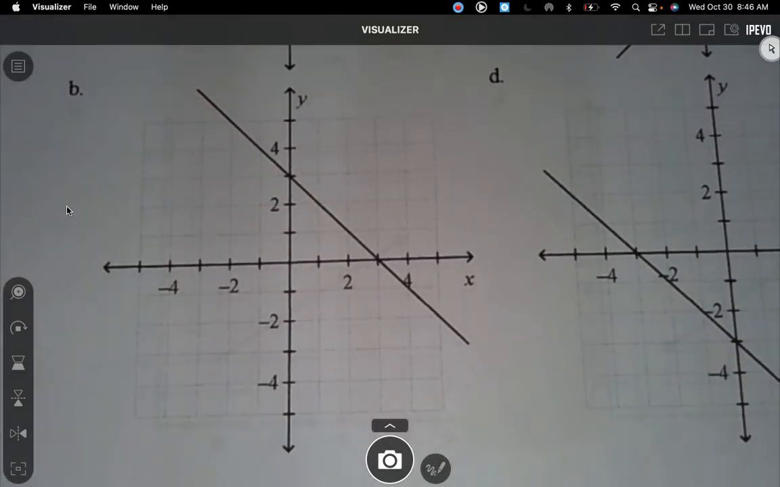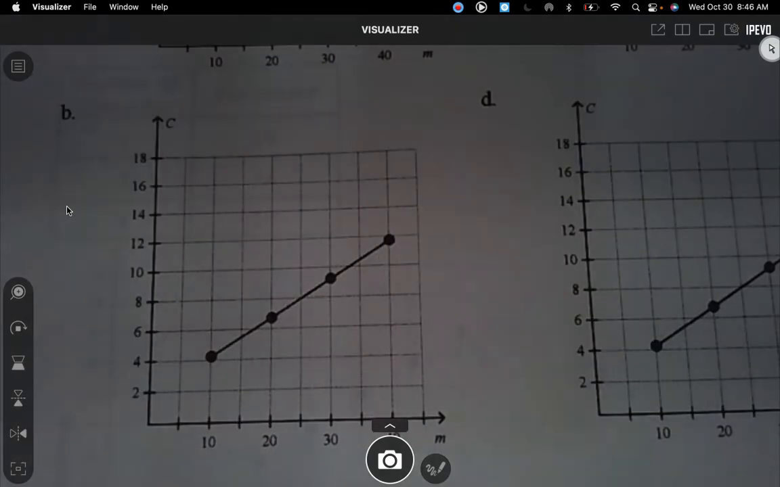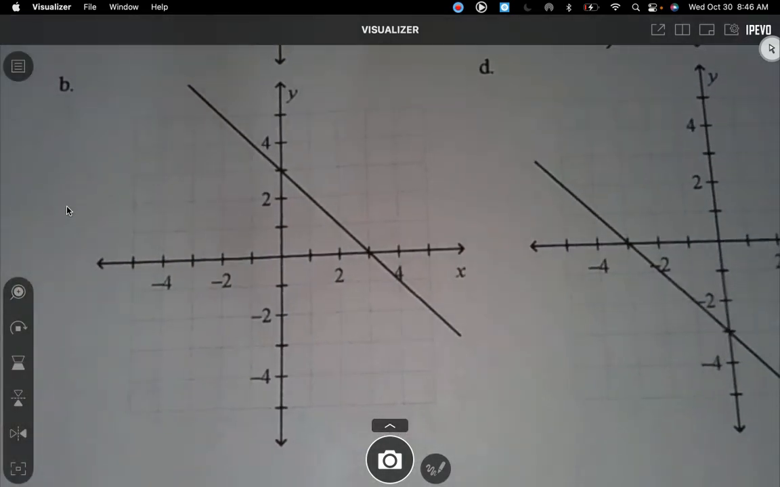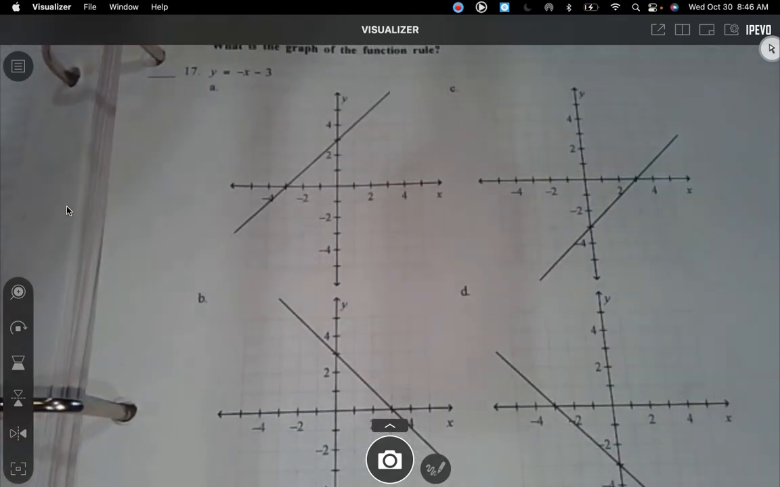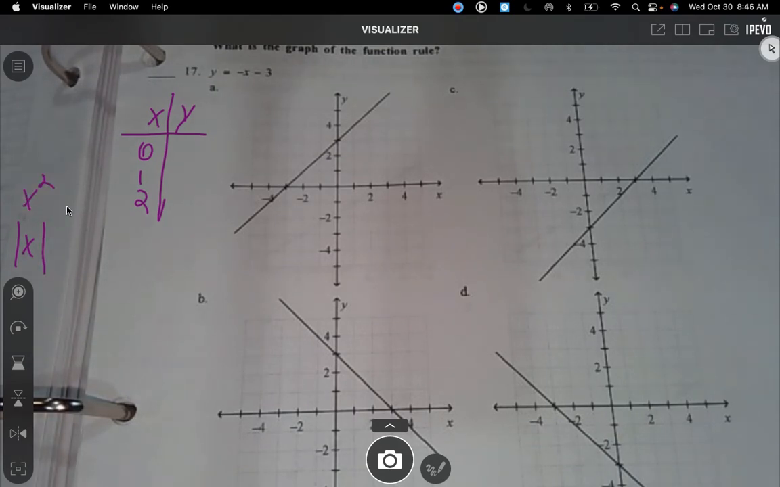Then what is the graph of the function? I think I might be out of time, but we'll do this one and then be done. It says you've got negative x minus 3. What do you do to graph it? How many points do you pick? 3. Okay, I don't care what numbers. If I know it's going to be a straight line, I would pick 0, 1, and 2. As long as it doesn't have absolute value or x squared, it's going to be a straight line. Because that'll make it easier.